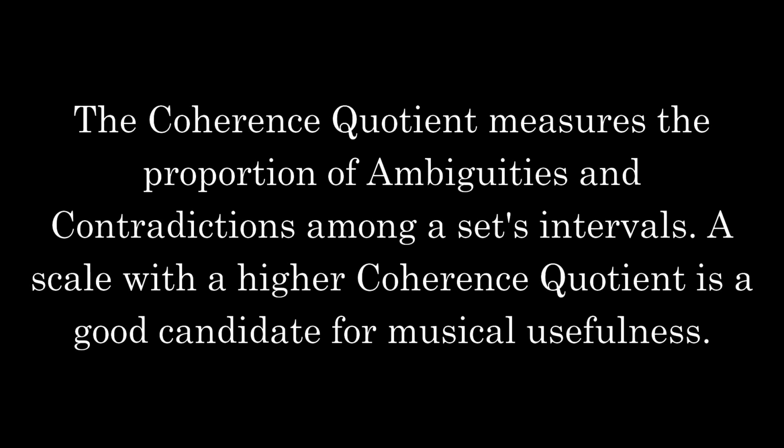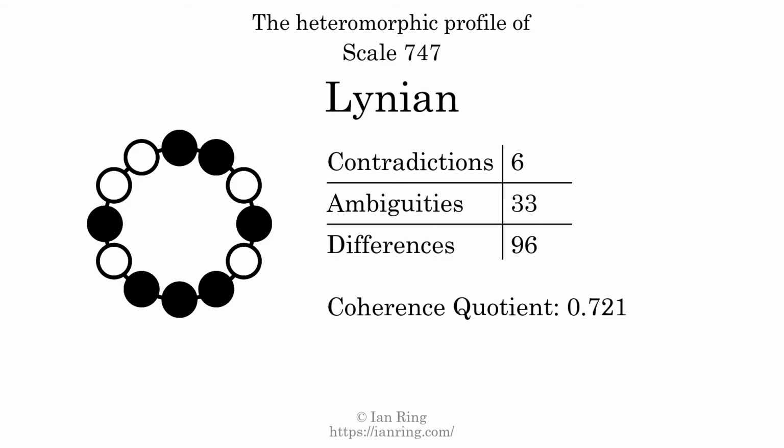The coherence quotient measures the proportion of ambiguities and contradictions among a set's intervals. A scale with a higher coherence quotient is a good candidate for musical usefulness. The coherence quotient is 0.721.